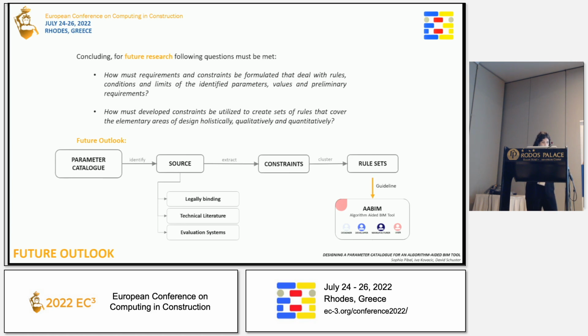So we are trying to use our parameter catalog and identify sources, legally binding technical literature, also evaluation systems, and extract the constraints related to the parameters and further on cluster them and define them into rule sets, so it can be the guideline to program or to script our algorithm-aided tool, which is connected to BIM in the end.